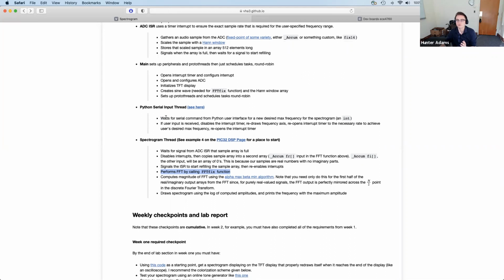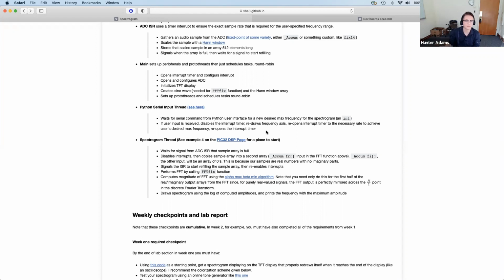And then of course, you'll have your Python serial thread that is interacting with your user interface. In the case of this lab, it will be waiting for slider input, which represents the desired maximum frequency. And in the case that the slider moves, it will disable the interrupt timer, redraw the axes for the spectrogram, open the interrupt timer at whatever rate is required to get to the desired user input maximum frequency, and then reopen the interrupt timer.